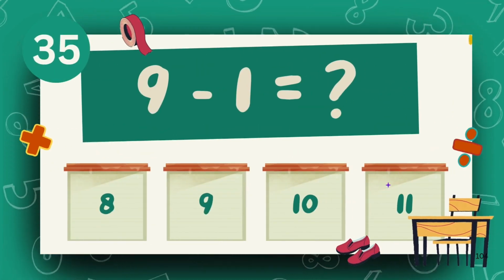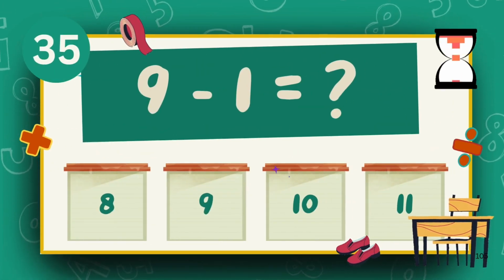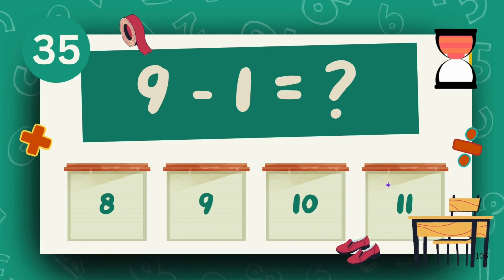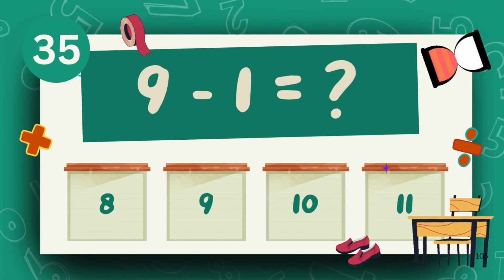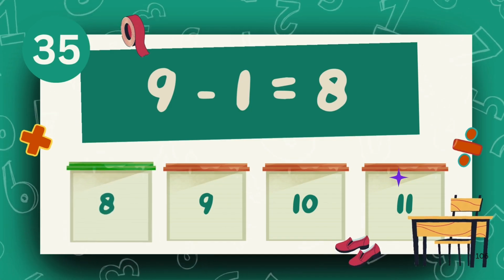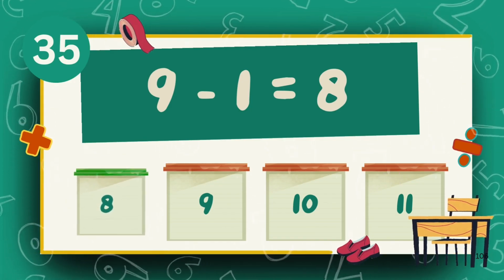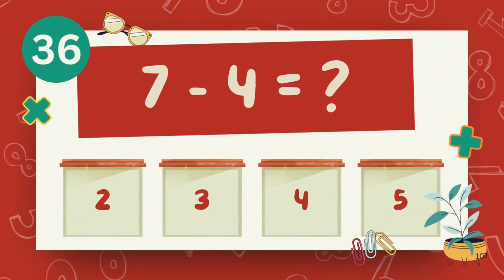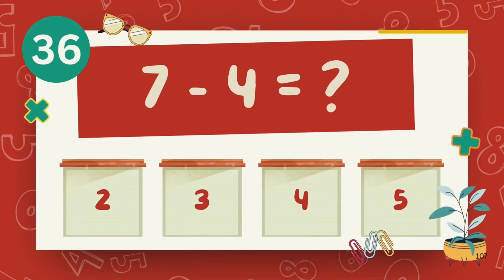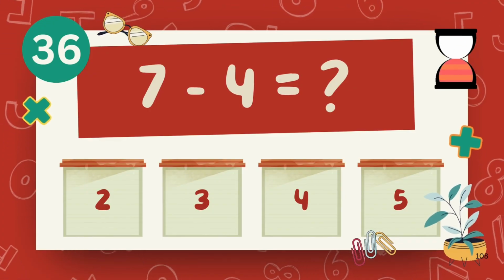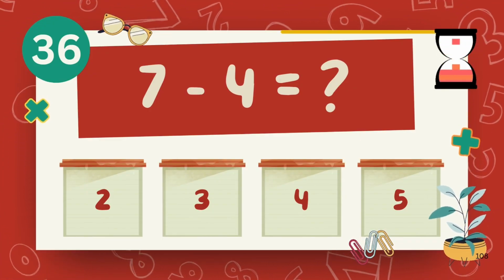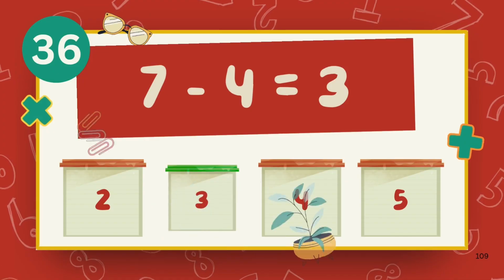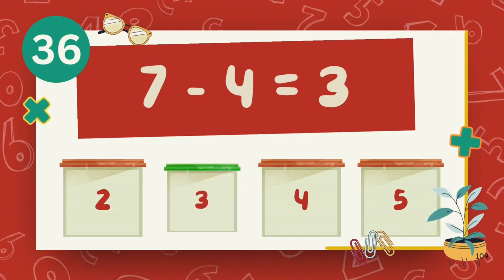What is 9 minus 1? The answer is 8. What is 7 minus 4? The answer is 3.